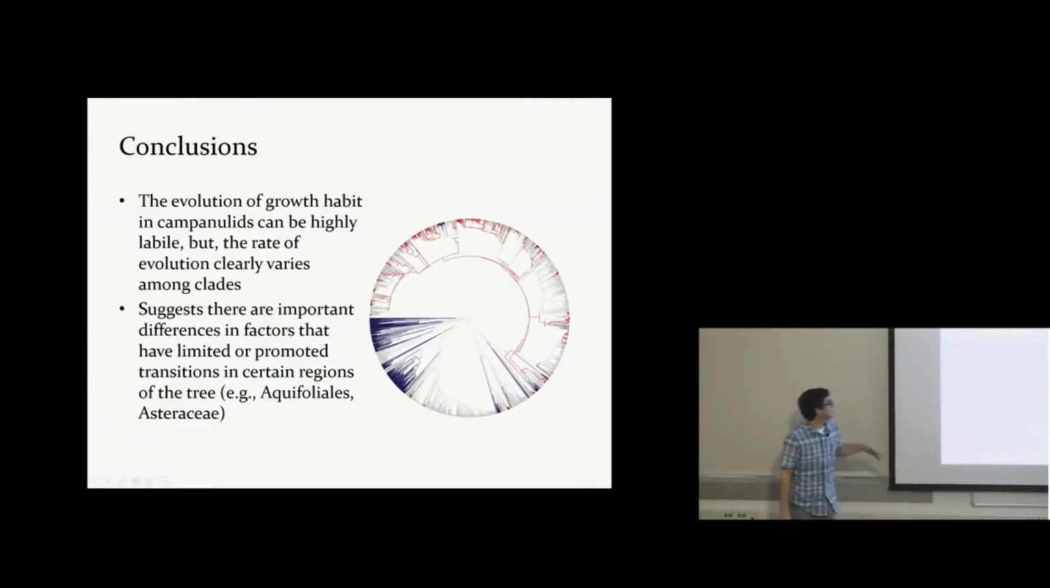So for this part, the evolution of growth habit in campanulids is highly labile, but it clearly varies by what group you're talking about, what parts of the tree you're talking about. And it suggests that there are important differences in the factors that limited or promoted transitions in certain regions of the tree. And like I showed before, you have clades like Aquifoliales where you aren't expected to see much growth form evolution, whereas in Asteraceae, we see lots of change.